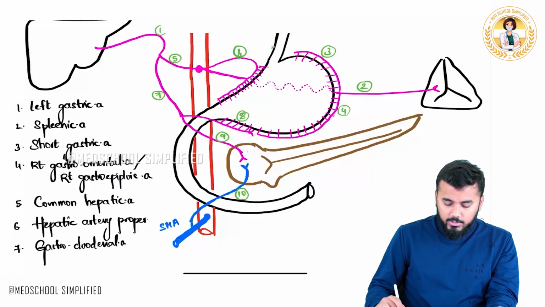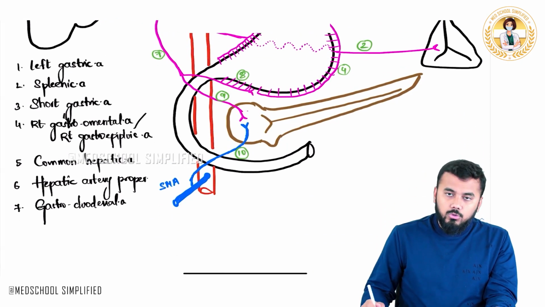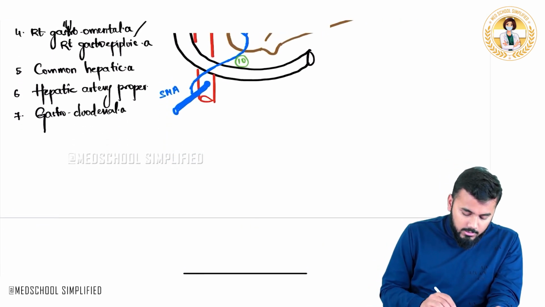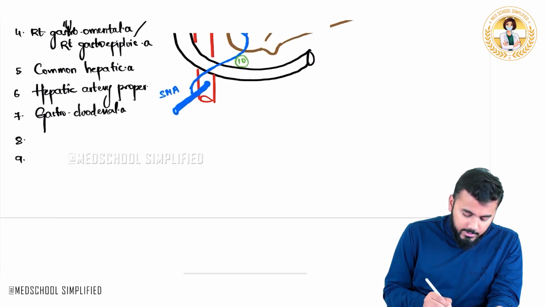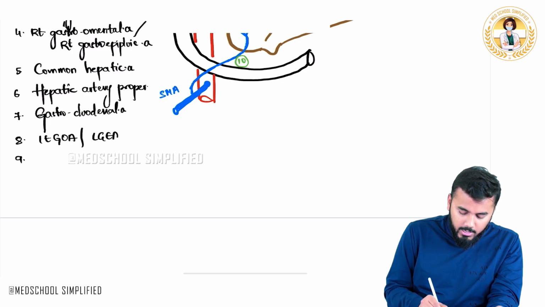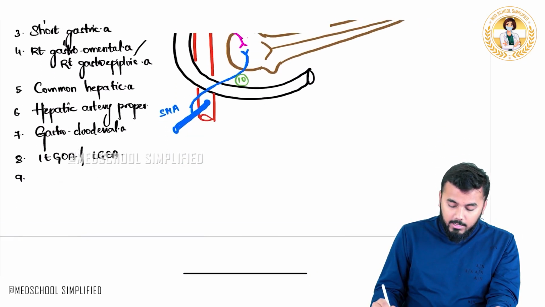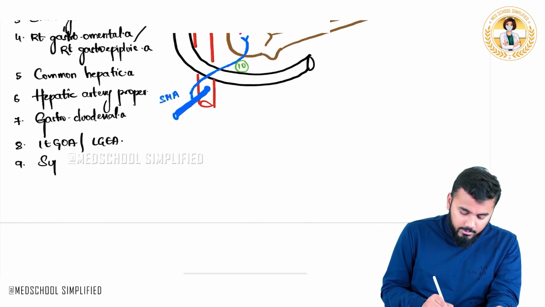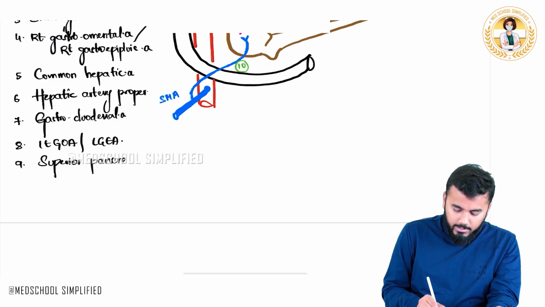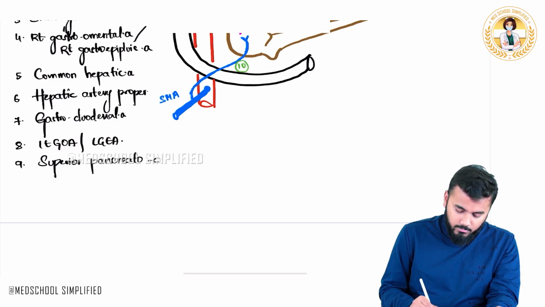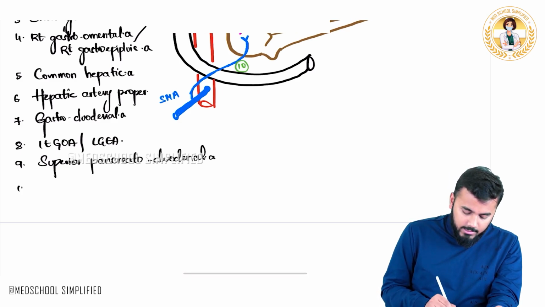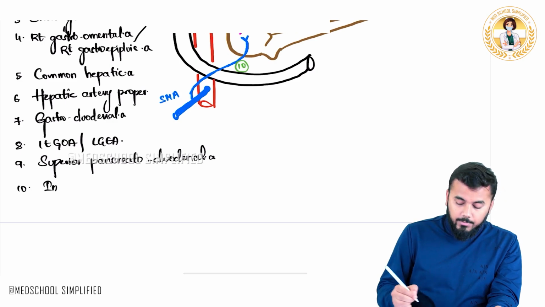Now this gastroduodenal artery gives out two more branches, right? What are those two more branches? The 8th and 9th branches. One is called the left gastroomental artery or left gastroepiploic artery, and the other branch is the superior pancreatoduodenal artery. What is the 10th branch?